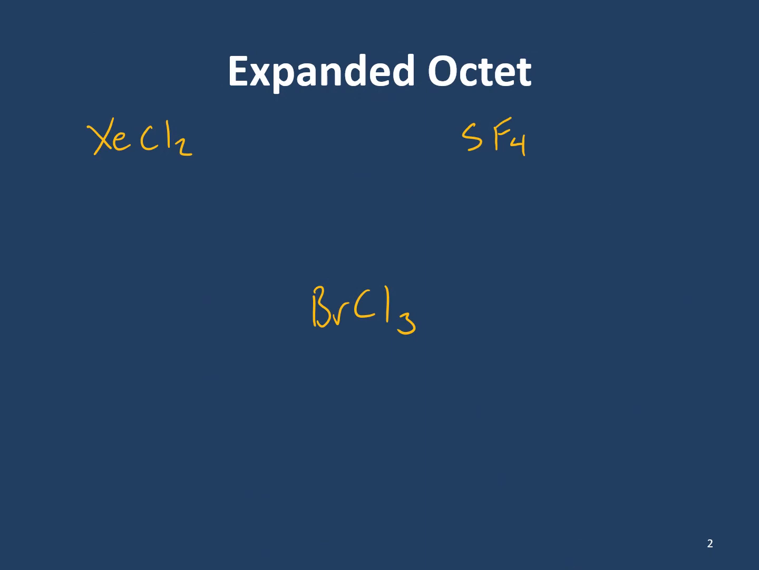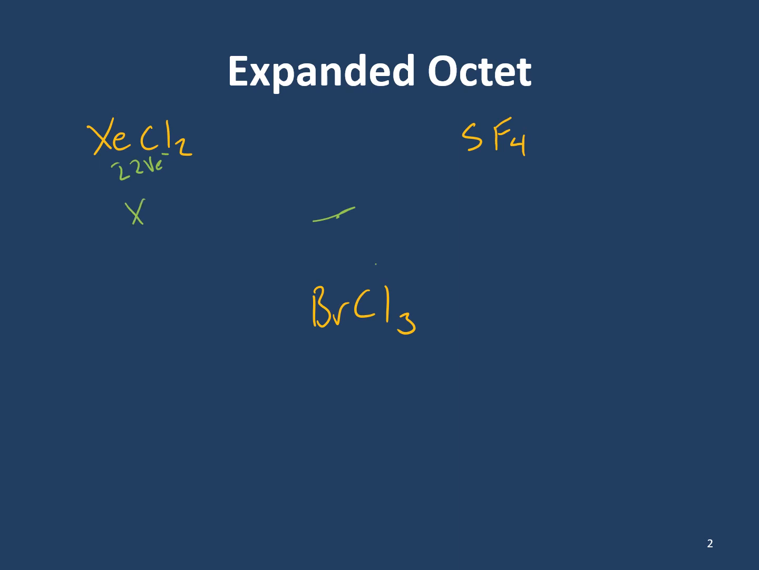Some structures, on the other hand, are not possible to draw without breaking the octet rule. Let's look at some of them. So we're going to do these 3 structures. Xe has 8 valence electrons. Chlorine has 7. There are 2 chlorines here. This gives me 22 valence electrons in this structure.